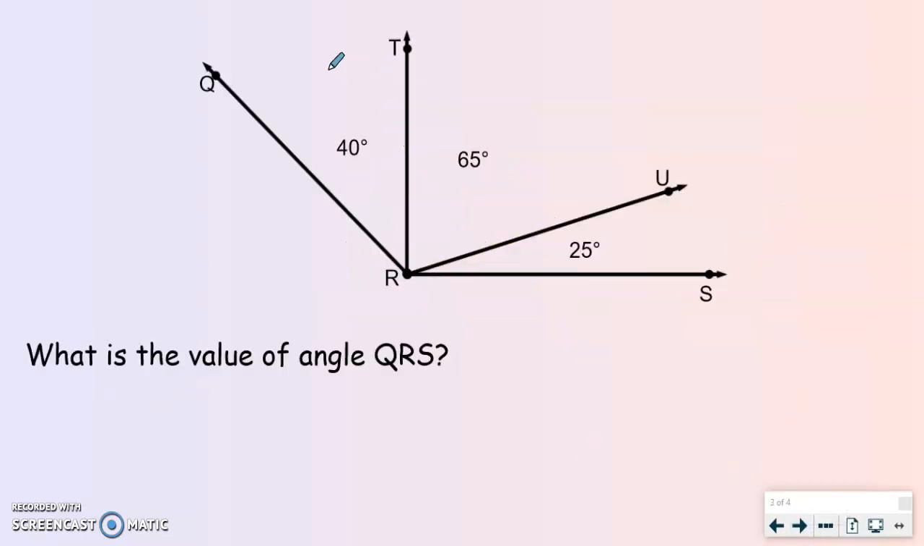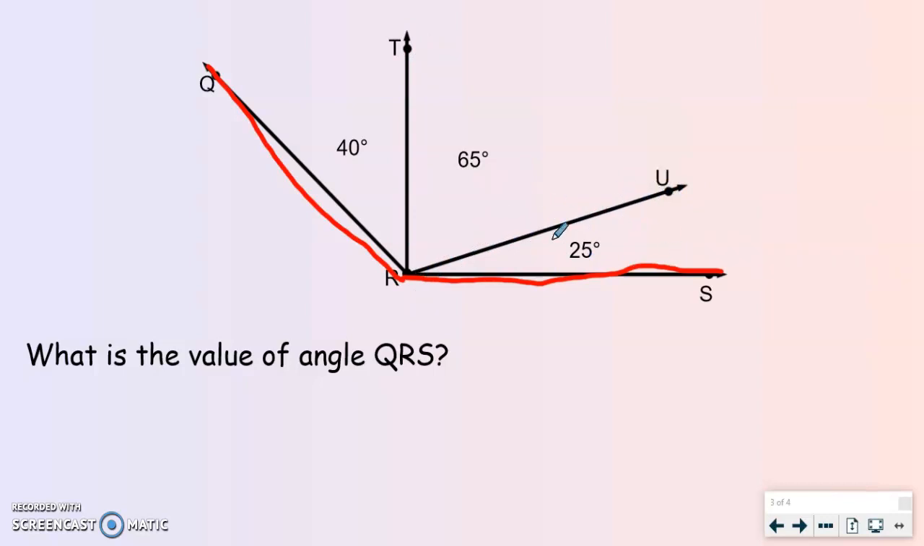So here we have quite a bunch of angles, and it says, what is the value of angle QRS? First let me identify angle QRS. So here's Q, R, and S. Angle QRS is actually the entire angle. It's all the angles together, all combined. Angles QRT, TRU, and URS are what we would call adjacent angles. These angles share a ray, and these angles here also share a ray.